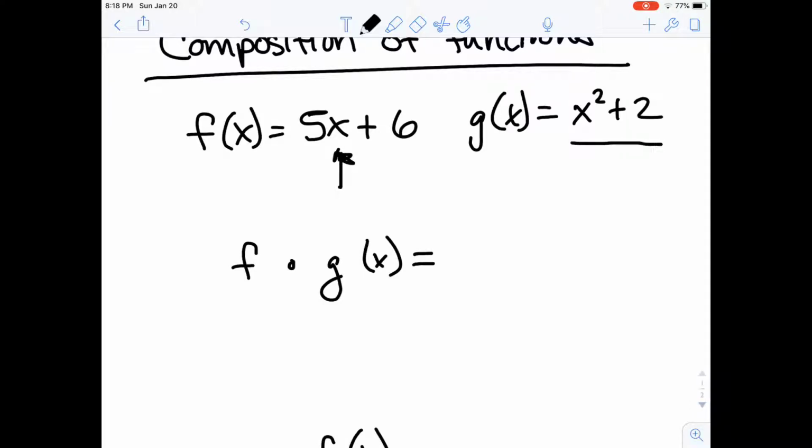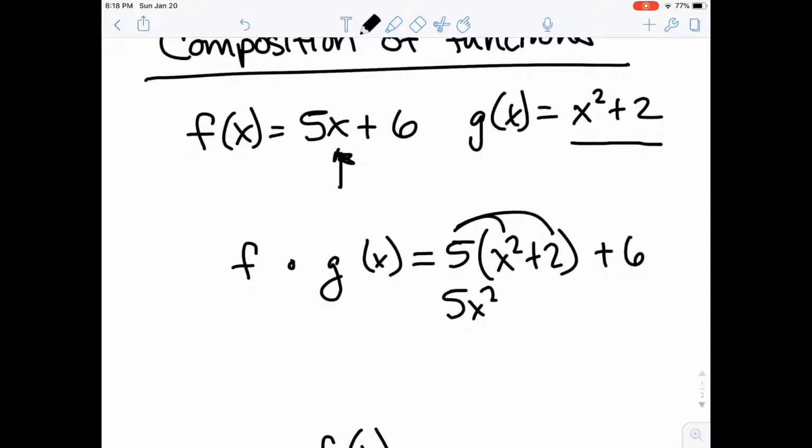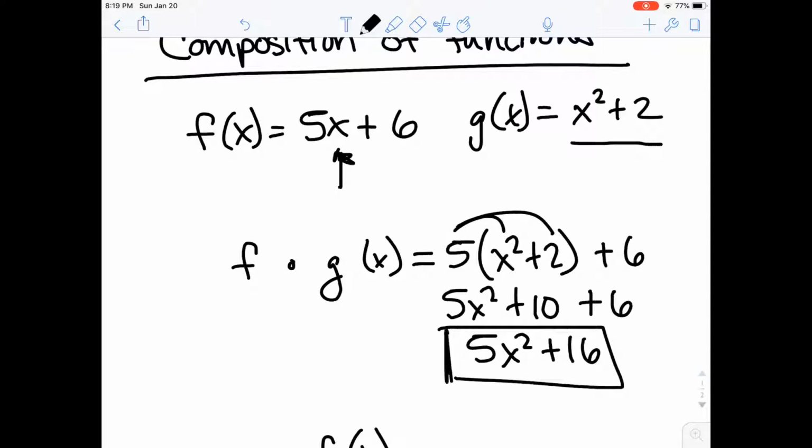So you get 5 times x squared plus 2, plus 6. Now you distribute the 5. So you have 5x squared plus 10 plus 6. And then you can add 10 plus 6 and you get 5x squared plus 16. And that's your answer.